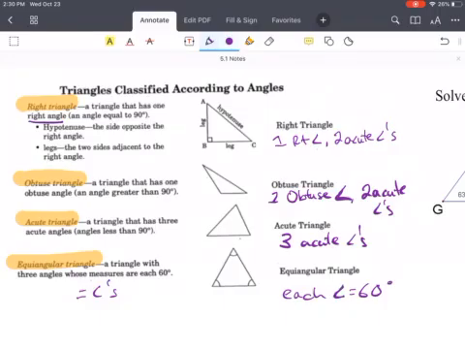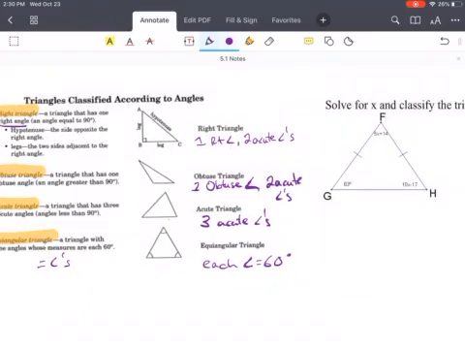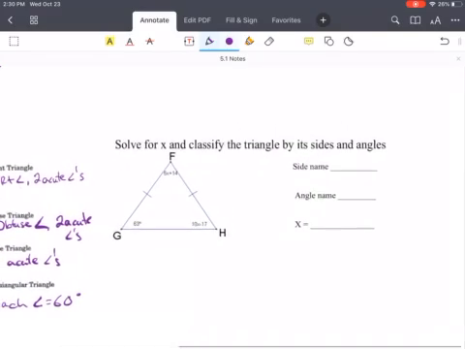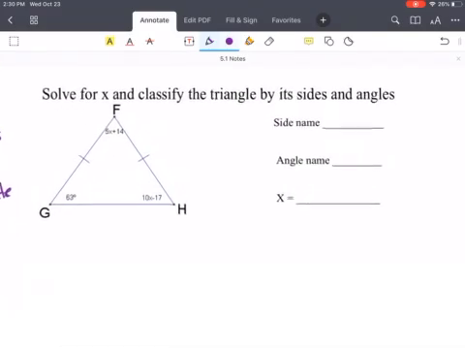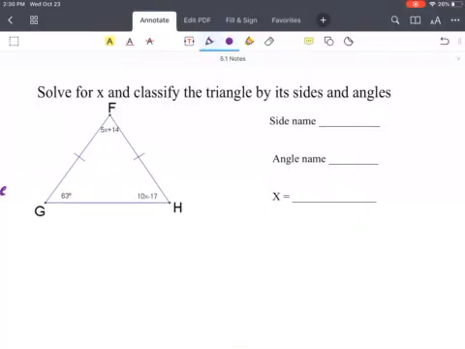And so when we look at these triangles, there's a variety of ways that they can come in, and one of them could be something like this, where specific things are noted in a triangle, and we can solve for an x value, number one, but then we can also, once we have that x value, we can describe the name by its sides and by its angles. So why don't you take a moment, pause the video, and solve this one.